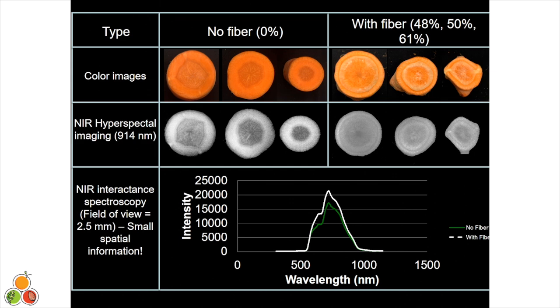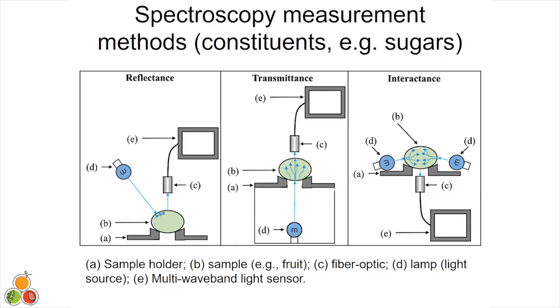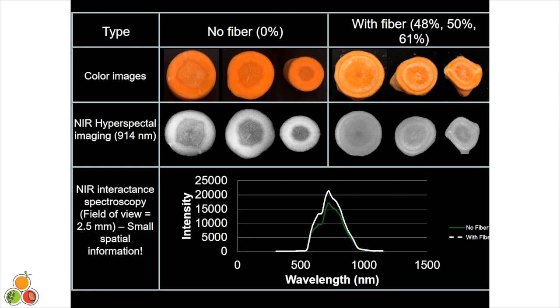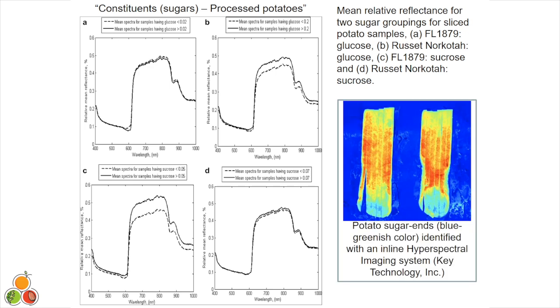If we look at near-infrared interactance, so we did this modality, we could discern between carrots that had fiber and others that didn't. So it's possible, okay? We also did this with processing tomatoes. This is actually applied right now by Key Technology Imaging Systems. They have one of the few hyperspectral imaging systems that can acquire properties of sugar contents.